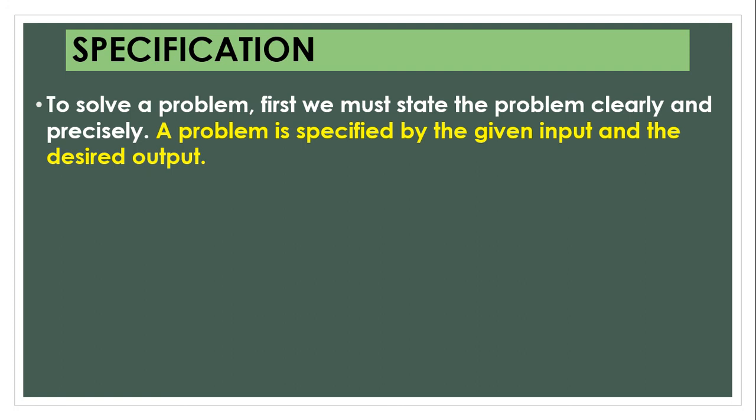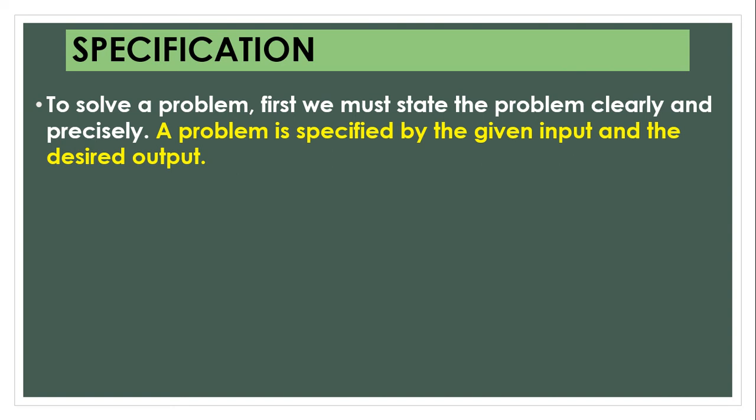Let's discuss the specification part in this video. So what is specification? To solve a problem, first we must state that problem clearly and precisely. Okay, so நம்ம எந்த problem solve பண்ண போறோமோ அந்த problem clear-ஆ அதோட properties ஓட என்ன output requirement நமக்கு வேணுமோ அது எல்லாமே நம்ம clear-ஆ provide பண்ணணும். When you provide like this only, we are able to create an algorithm. So we have to analyze the problem clearly here.